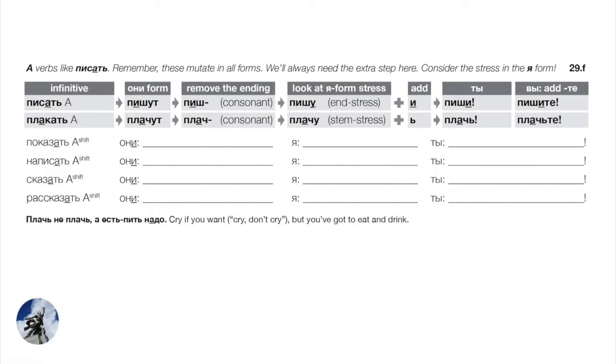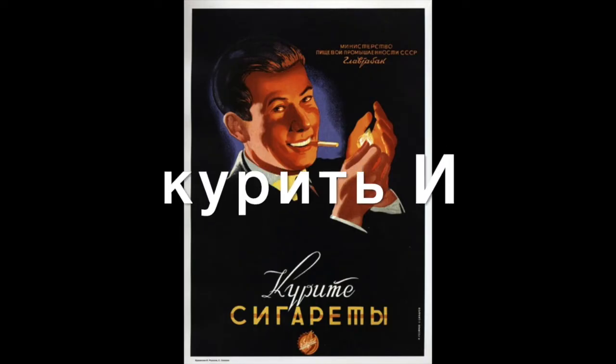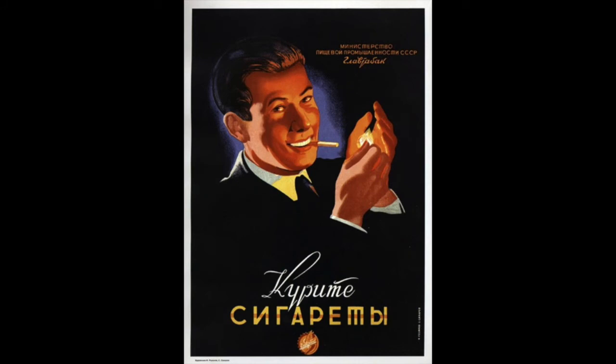Okay, here's a poster with an E verb. Kurit means to smoke, and this guy is telling us kurite sigarette, smoke cigarettes. Right? He doesn't give a damn what the doctors say. He thinks it's cool to smoke cigarettes. And by the way, for all the anti-alcoholism posters, you don't really see a whole lot of anti-smoking posters. You know, smoking was very prevalent.